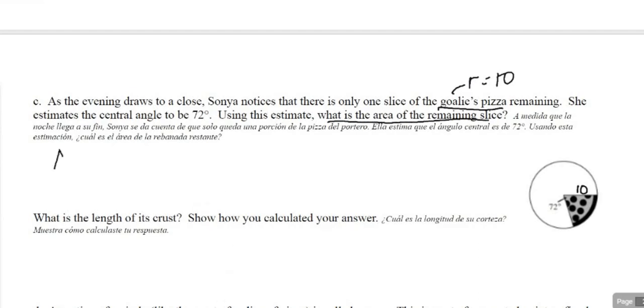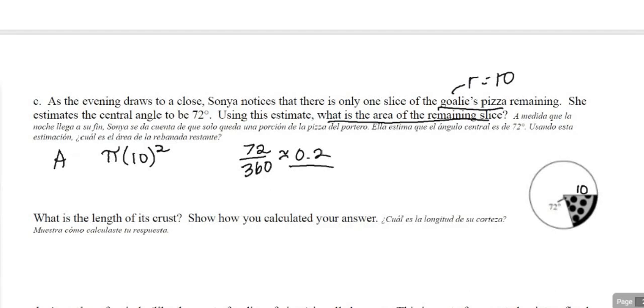Well, I know that the area of the whole circle is pi times 10 squared, since 10 is the radius. But I don't want the whole circle, I just want part of it. So I need to figure out how much of the circle I want. Well, what's 72 over 360? I think that'll give me the right fraction of the circle. Put it in a calculator. It's about 0.2. So all I want is 0.2 of the circle.